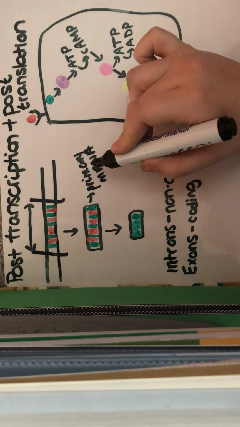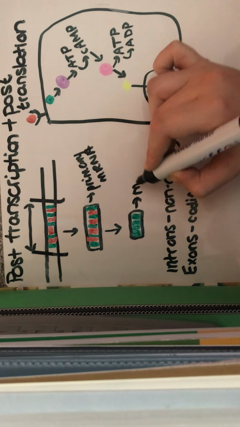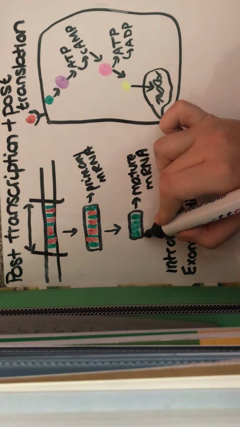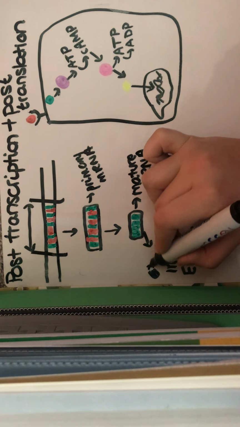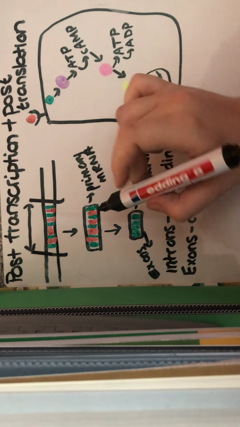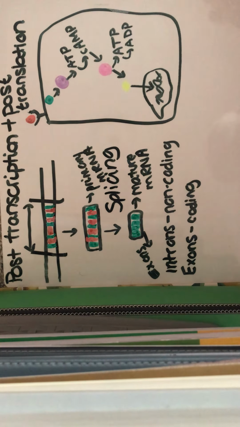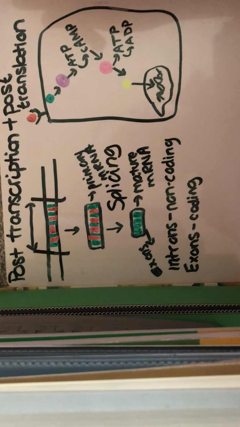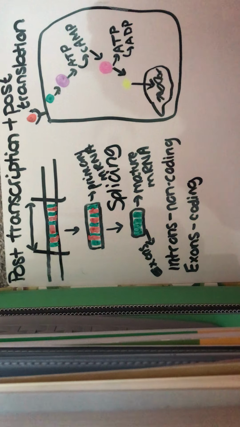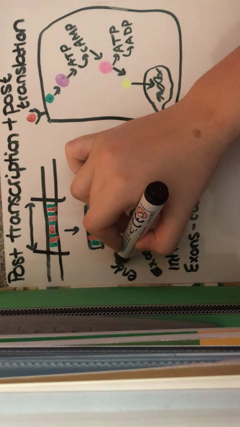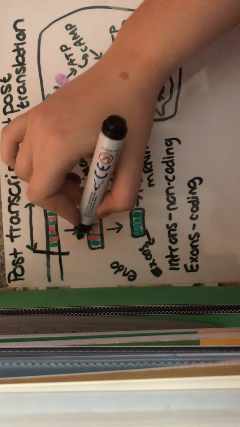So how we get from primary mRNA to what we call here mature mRNA, containing only the exons, only the coding regions, is by splicing. And splicing is literally just the removal of the introns from the mRNA. And that is catalyzed by the enzyme endonuclease.